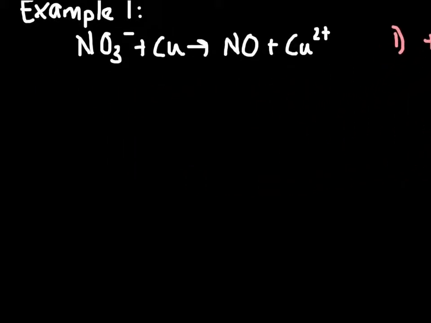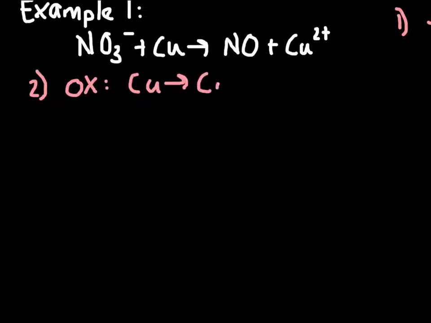Now that we know what is being oxidized and what is being reduced, we're going to move on to step 2. We want to write our half equations for each of the oxidation and reduction reactions. A: balance the atoms other than hydrogen and oxygen, because we'll do that later. So if we have our oxidation, we have copper going to copper 2+. That one's already balanced.